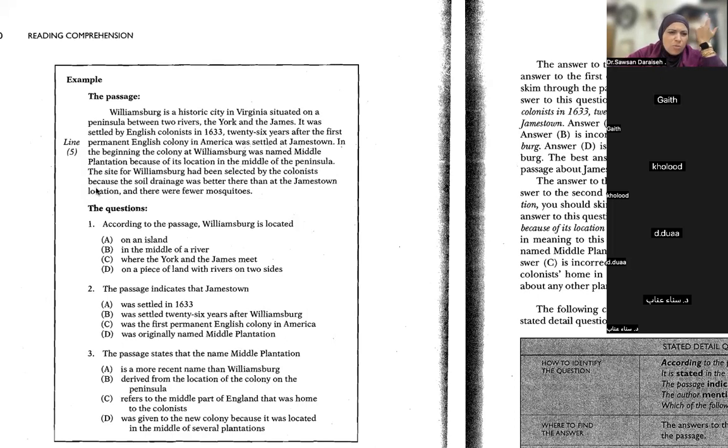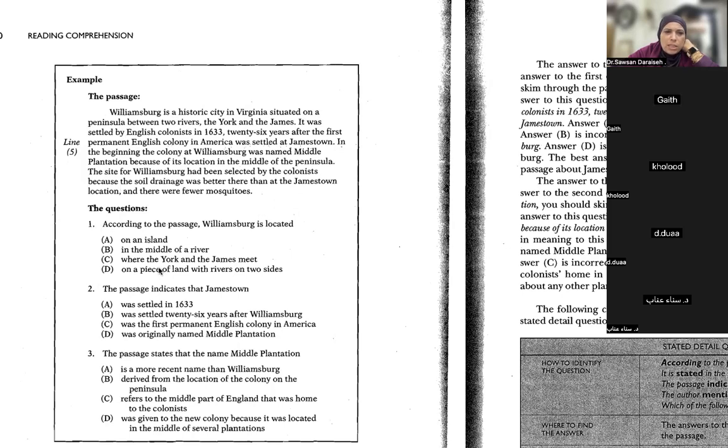Why did they choose that place? Why would colonists colonize a place? Because the place itself is really catchy, a place that is full of resources, right? So they selected this place. Why? Because the soil drainage was better than at the Jamestown location. So the kind of soil that was there was of good quality. And there were fewer mosquitoes. This is another reason. People don't like places where there are lots of insects, mostly mosquitoes, because they sting you, right? They bite you. All right. So I hope you enjoyed learning about this historic city by the name of Williamsburg.